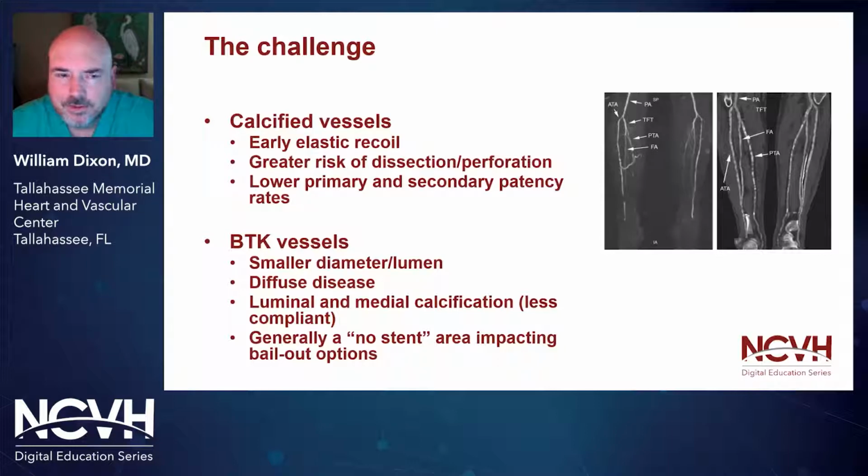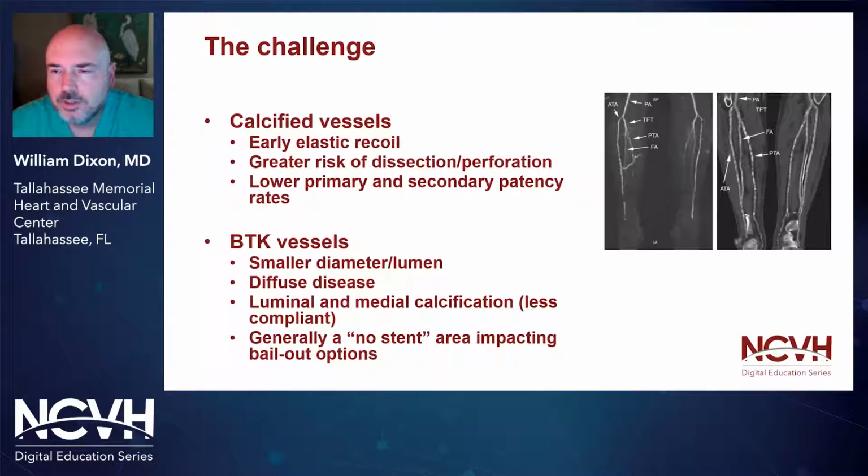Below the knee vessels have their own set of challenges. In general, these vessels are smaller, often 2 or 3 millimeters. So the vessels are smaller, it means a smaller lumen. Often there's diffuse disease. So instead of discrete focal lesions, which we can sometimes see in larger vessels, there's often very diffuse disease. In addition to calcium in the lumen, there's also calcium in the media, which makes the vessel itself less compliant and more difficult to dilate.